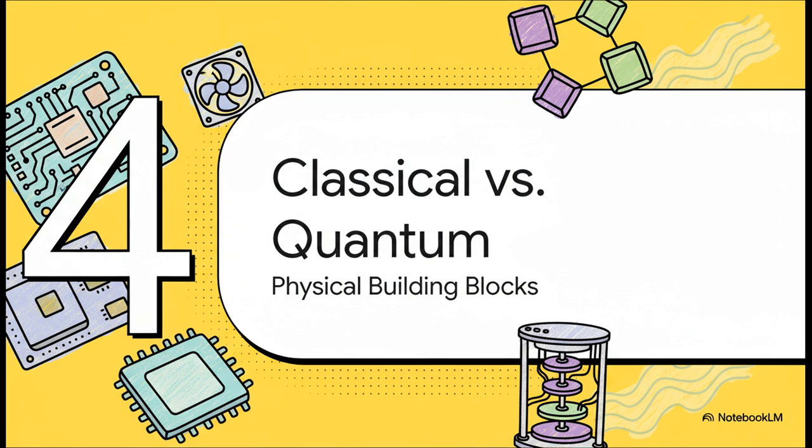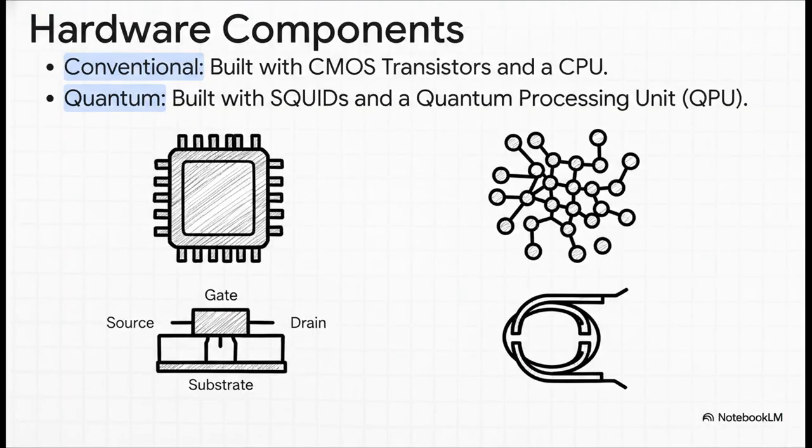Of course, this radical difference in how they work requires a completely different kind of physical hardware. You can't just build these things out of the same old parts. So let's take a look at what these machines are actually made of. As you'd probably expect, these two different approaches require completely different guts. Conventional computers are built from things we're familiar with, like CMOS transistors and a central processing unit, or CPU. Quantum computers, on the other hand, rely on some seriously exotic hardware, like squids and a quantum processing unit, the QPU.